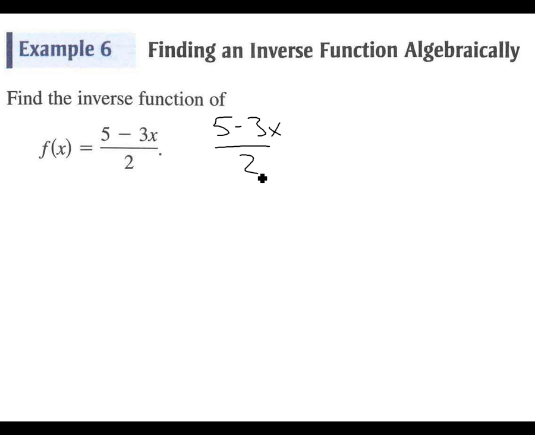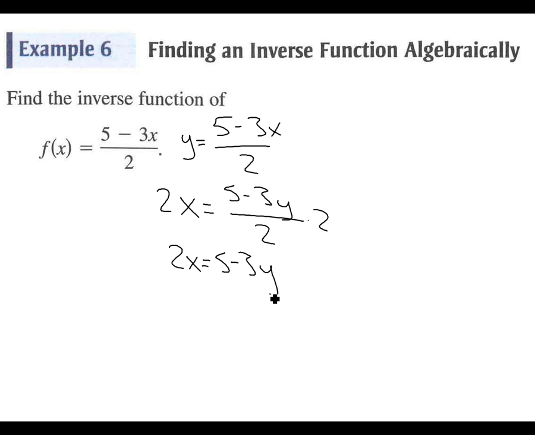And we all know that f of x is really standing for y, right? So to find the inverse, we're going to swap the x and the y's. So we're just going to rewrite it exactly the same, but everywhere you see x, you write y. Everywhere you see y, you write x. And now we need to get y all by itself again. So let's times by 2. 2x equals 5 minus 3y. I'm sorry, 3y. 2x minus 5 equals negative 3y.